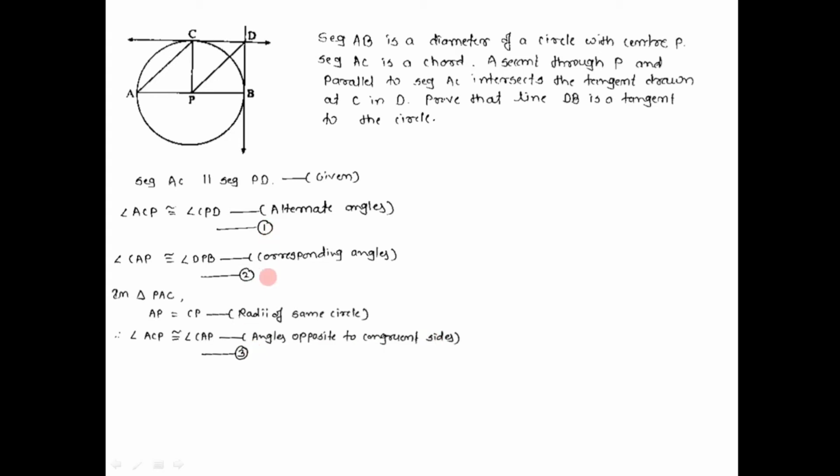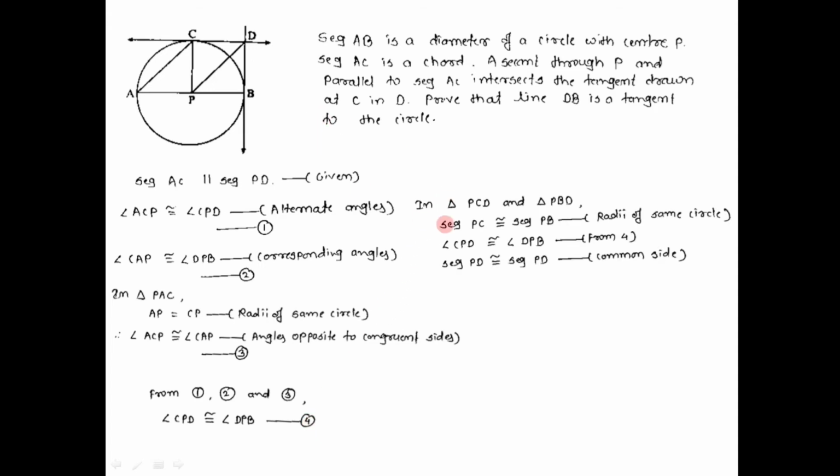Now compare equations 1, 2 and 3. We can see that in equations 1 and 2, the left hand sides are angle ACP and angle CAP, which we have proved to be congruent in equation 3. That's why, for equations 1 and 2, if the left hand sides are congruent, then the right hand sides must be. So from 1 and 2, angle CPD is congruent to angle DPB. We'll call this equation number 4.